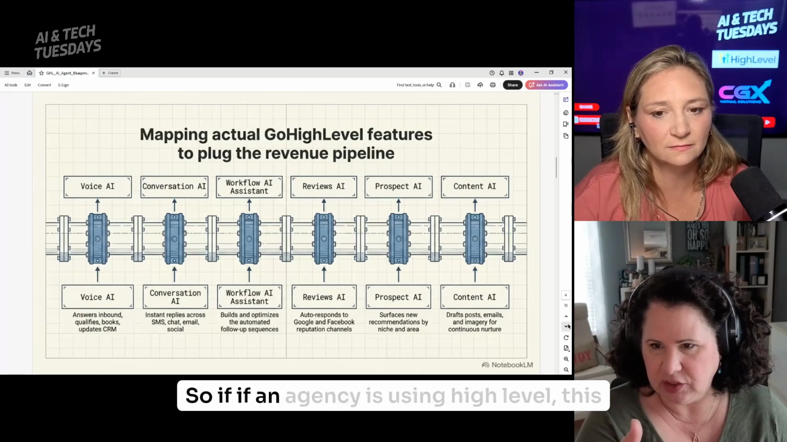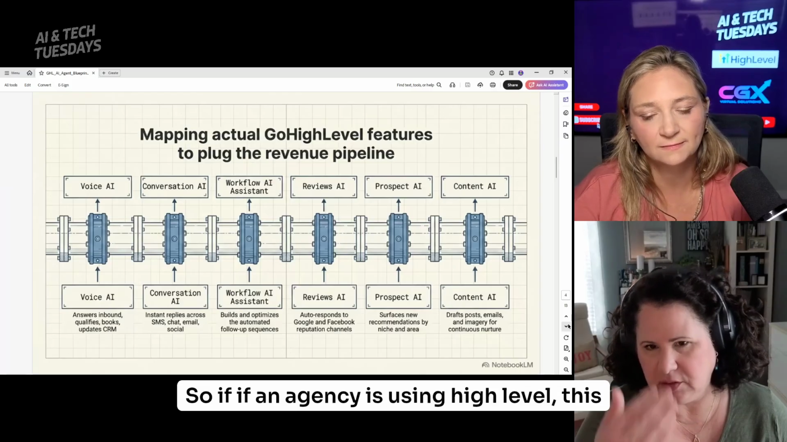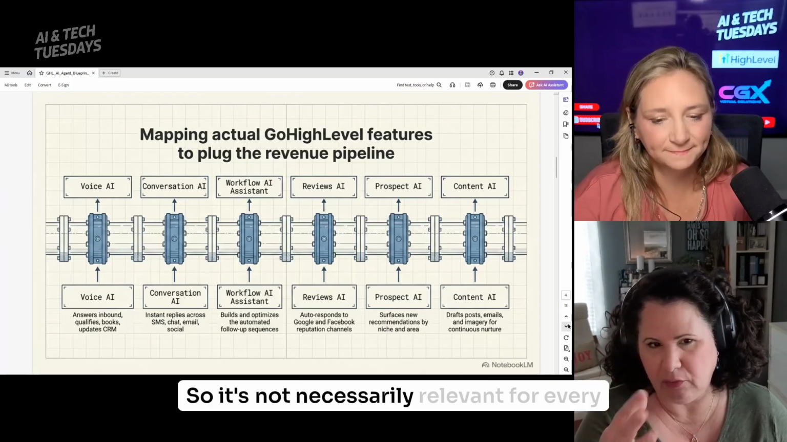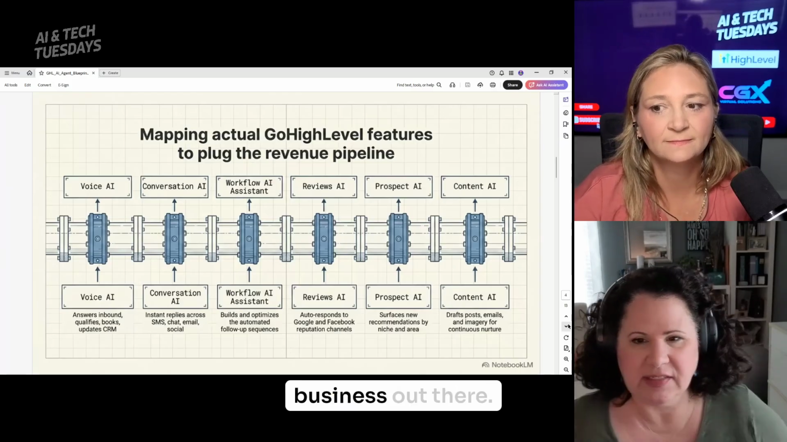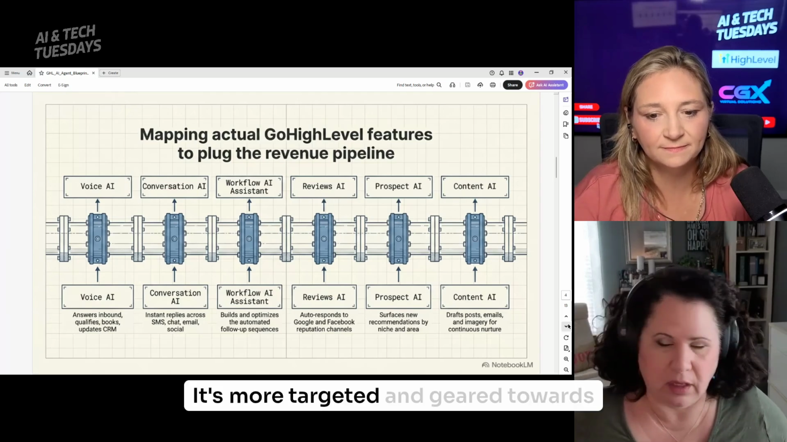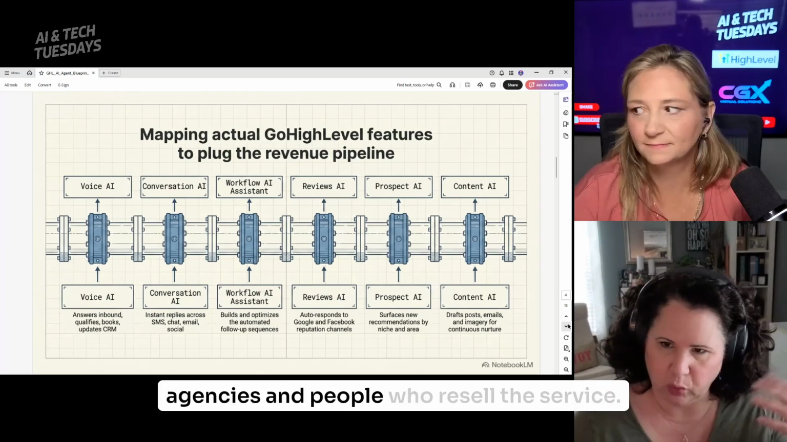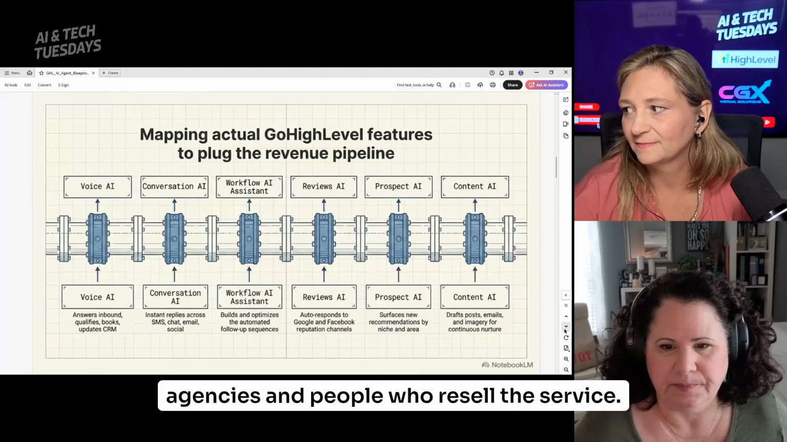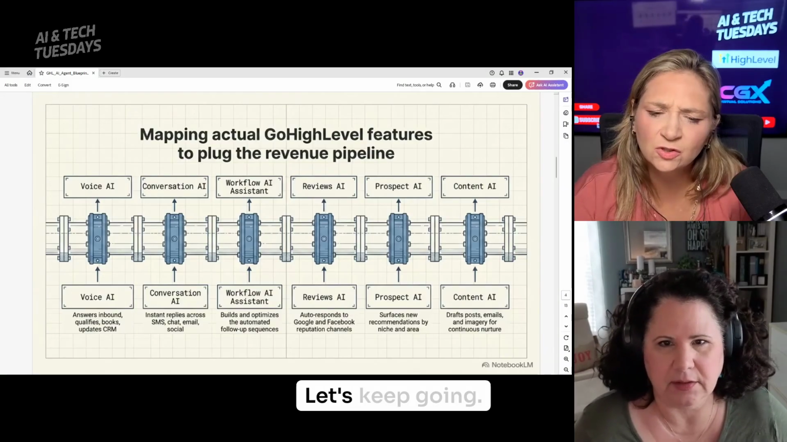So if an agency is using HighLevel, this is what that is for. It's not necessarily relevant for every business out there. It's more targeted and geared towards agencies and people who resell this service. All right, moving on.